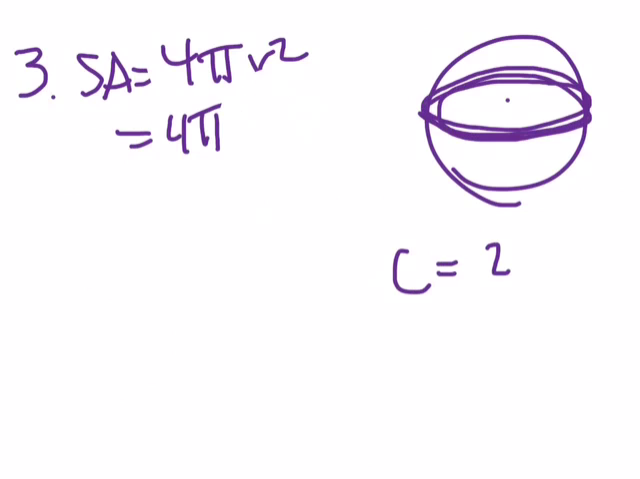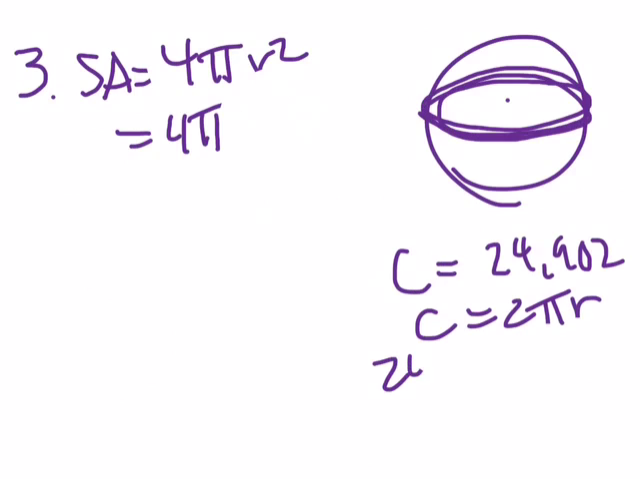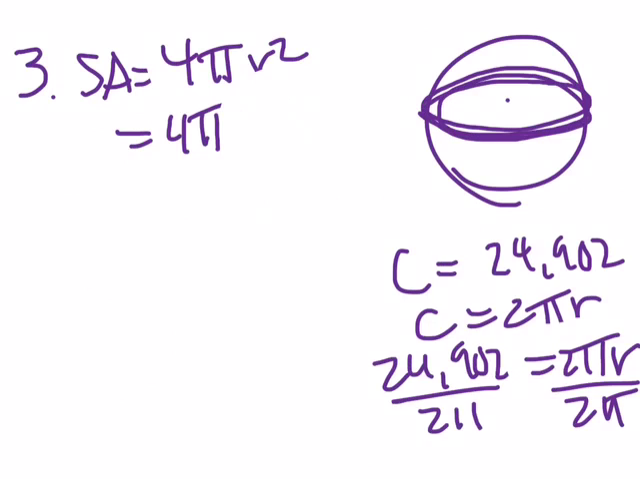So that 24,902, that's the circumference. All right, we know circumference is 2 pi r. So I'll put it in here, equal to 2 pi r. Divide by 2 pi on both sides. And make sure parentheses. Now, this is an important one. If you round too early, you're going to be thousands of miles off.